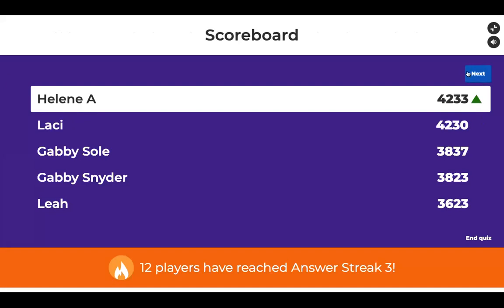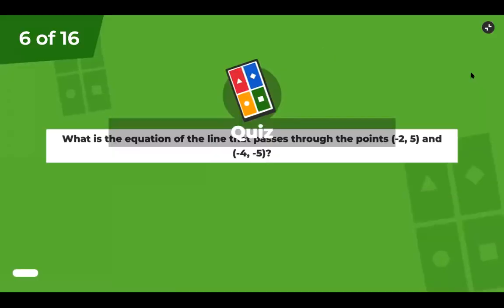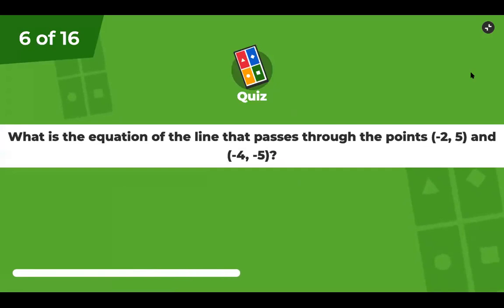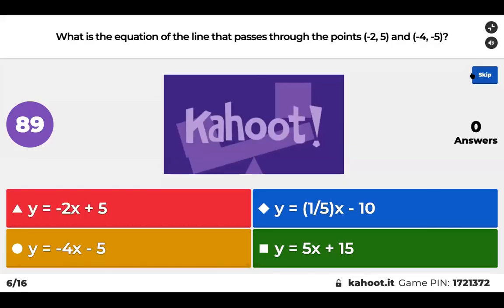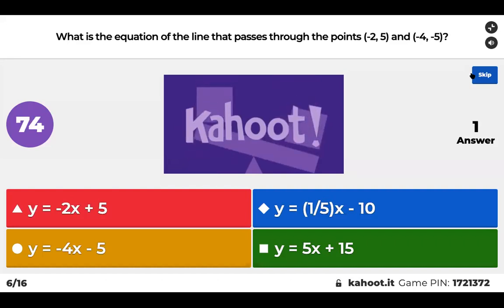Ooh. All right, this one you've got to do some work. So write an equation that passes through the points negative 2, 5 and negative 4, negative 5. We have to find slope, and then we have to get the equation. So think of point slope form. Use 1 point, plug it into point slope form.